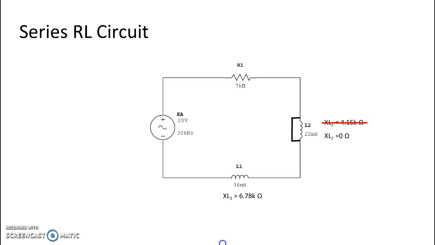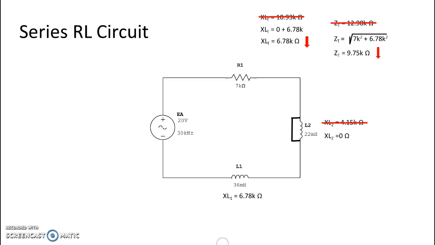Now, no surprise there that our total ohmic value is going to change for our inductors. It was 10.93K, and now it is just the inductive reactance of L1, which is 6.78K. Alright, that is also going to change the total ohmic value of our circuit. So if you look, we did have 12.98K. Now we have only the combination of R1 and L1, which will make our impedance go down as well.